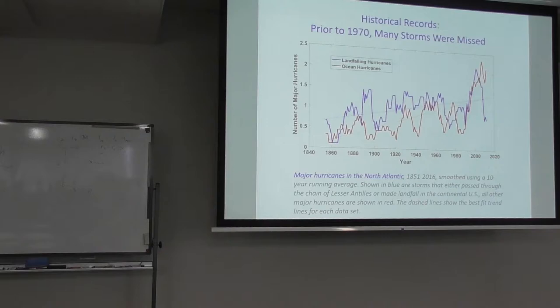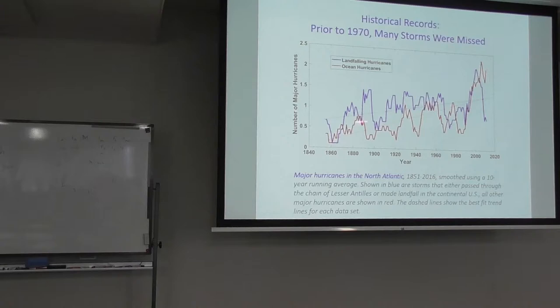And that's in blue. In red are all the other storms that didn't do either of those. They didn't pass through the Lesser Antilles and they didn't make landfall. So the idea is that in the early part of this period, some of these storms that didn't make landfall were no doubt missed. They're just not in the historical record. They didn't pass over land. They didn't happen to hit a ship, something like that. And then if we look at trends in these two subsets, they're very, very different.